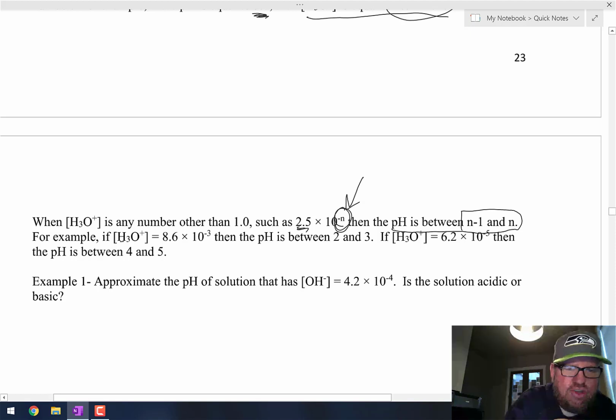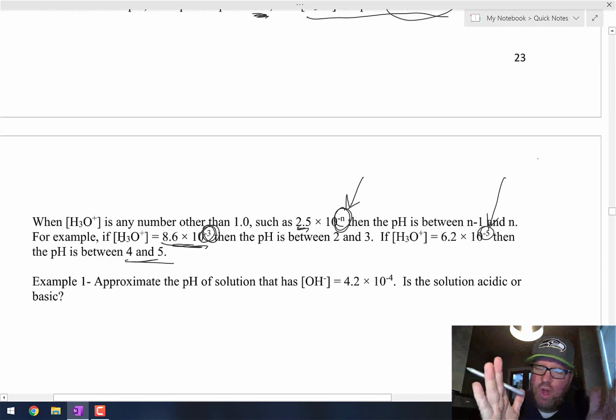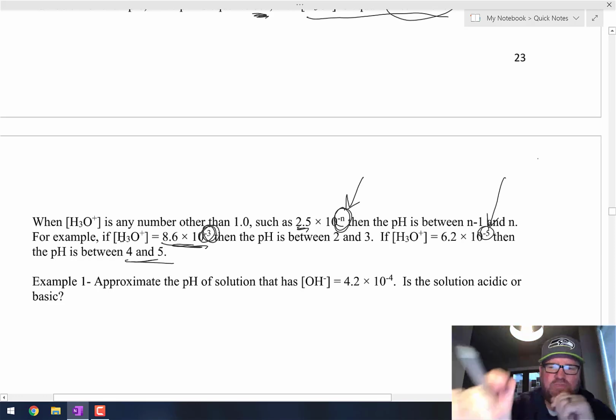If the hydrogen ion concentration is 8.6 times 10 to the minus third, then you know, simply by looking at this number right here, that the pH must be between 2 and 3. If the hydrogen ion concentration is 6.2 times 10 to the minus fifth, then the pH must be between 4 and 5. So use that number up in the corner. It's between that number and one number less than it.